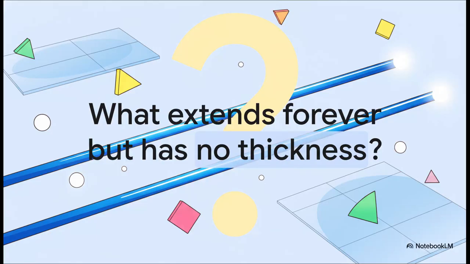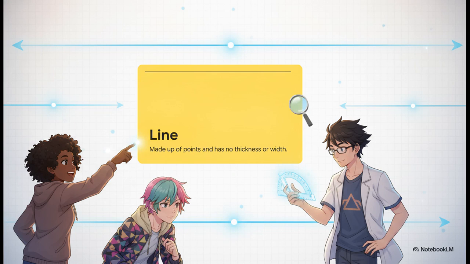Let's test ourselves really quickly. What basic concept extends infinitely in both directions but has absolutely zero thickness? Any guesses? You probably guessed it, a line. And hey, remember the keyword collinear for the exam. It's a massive vocabulary term. Collinear points are simply points that share the exact same line. Super simple concept, but they love to test it.